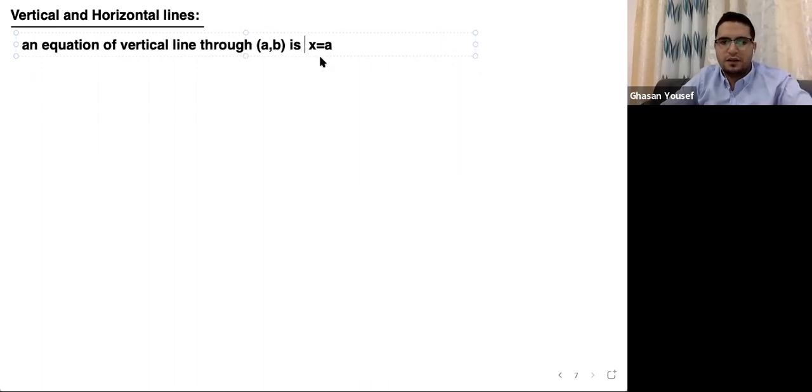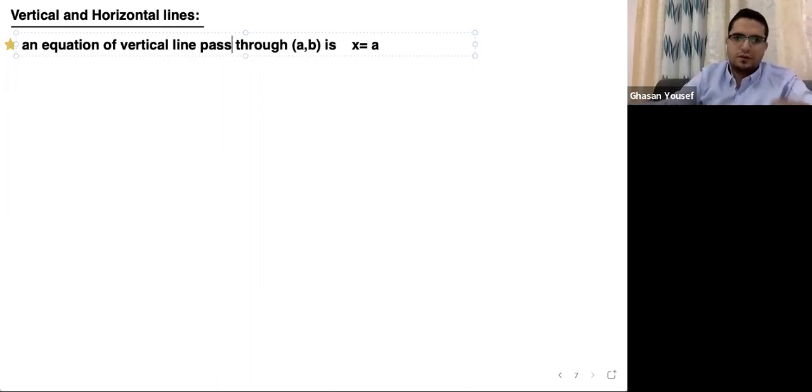If I have a vertical line, I know the slope is undefined, but I can define an equation of this vertical line. So an equation of a vertical line that passes through a point (A, B) would be x equal A. So always the x coordinate is my equation of the vertical line.